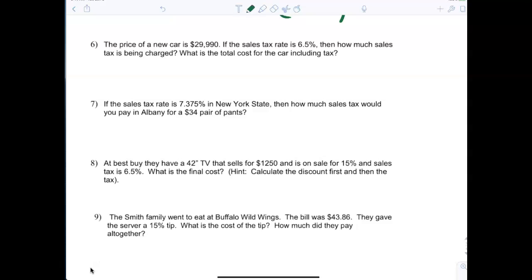So, what I did, you would do 29,990 times what? What's the tax rate? Yeah, 6.5. So how do I write that as a decimal? Yes, 0.065. Everybody multiply that out. Put your hand down and just listen. That's the problem. You got your hand up and your ears closed.